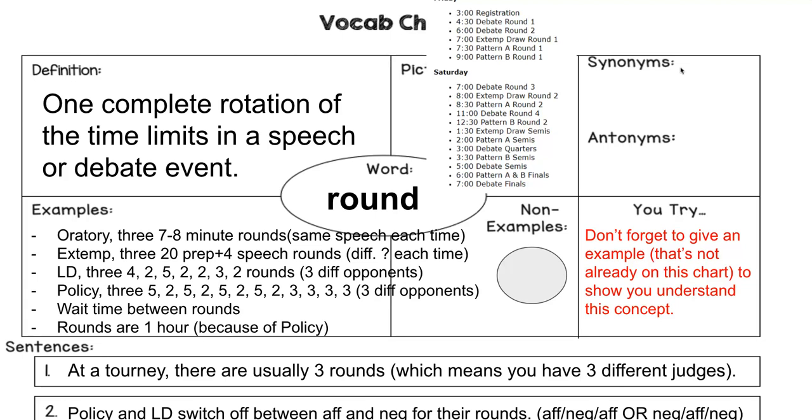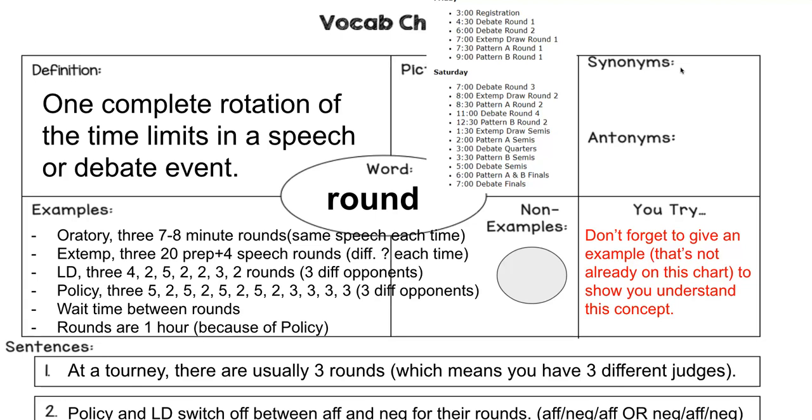For LD, your round is comprised of the time limits, which are weird, right? LD, it's 4-2, 5-2, 3-2, 3-2. All of those together are one LD round. And then, again, you'll have 3 different opponents, 3 different judges, 3 different rooms where you will have your 3 different rounds.